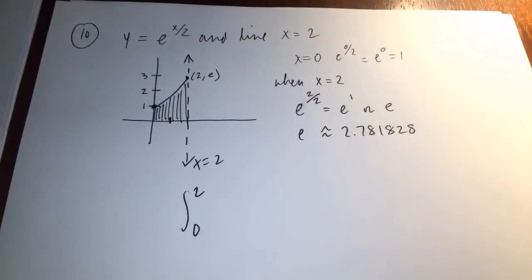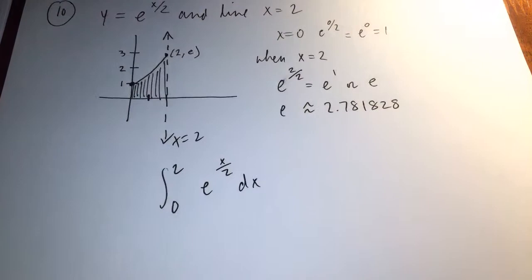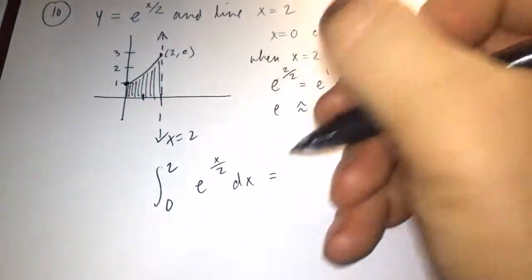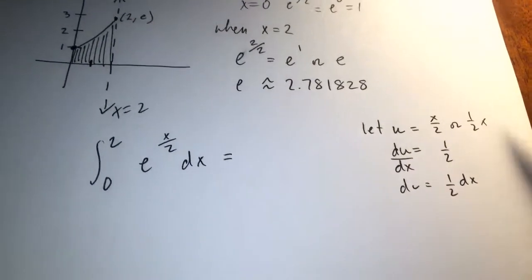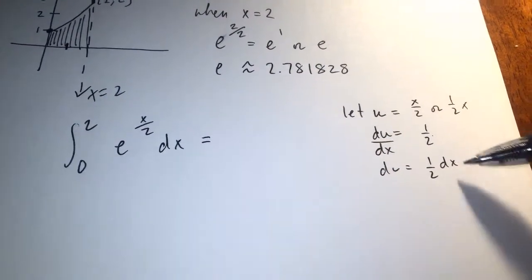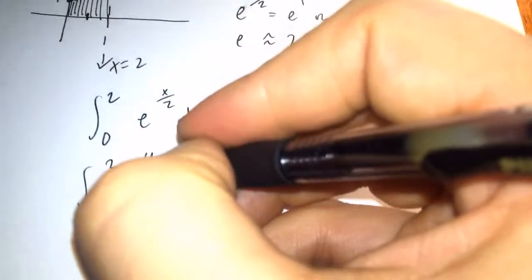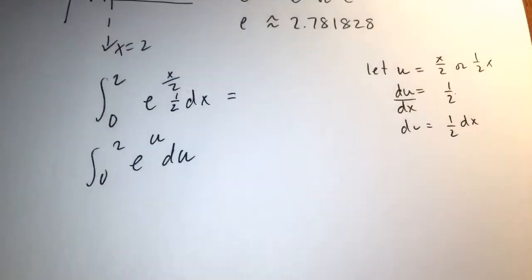Regardless, to find the area, what I'm going to do is the integral from 0 to 2, and I'm going to say e to the x over 2 dx. So to integrate this, what I'll do is I'll let u equal x over 2, or 1/2 x. Remember, deriving it just gives me 1/2 du equals 1/2 dx. So what I have is 0 to 2 e to the u du. But remember, in order to make that substitution, you have to do 1/2 here, and then you have to put a 2 outside. So I really have this.